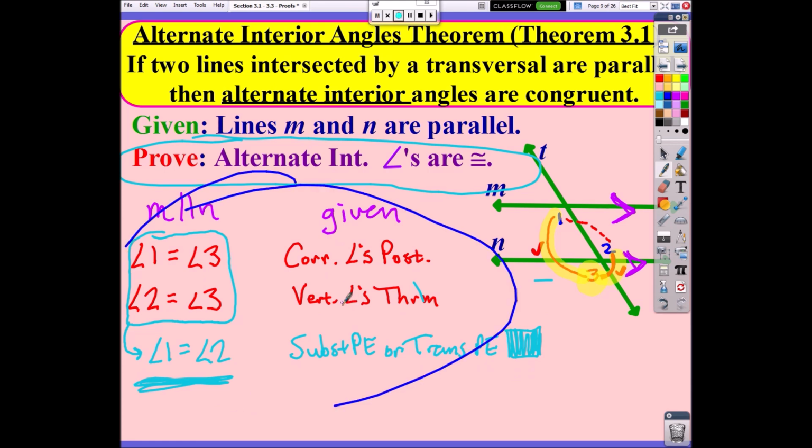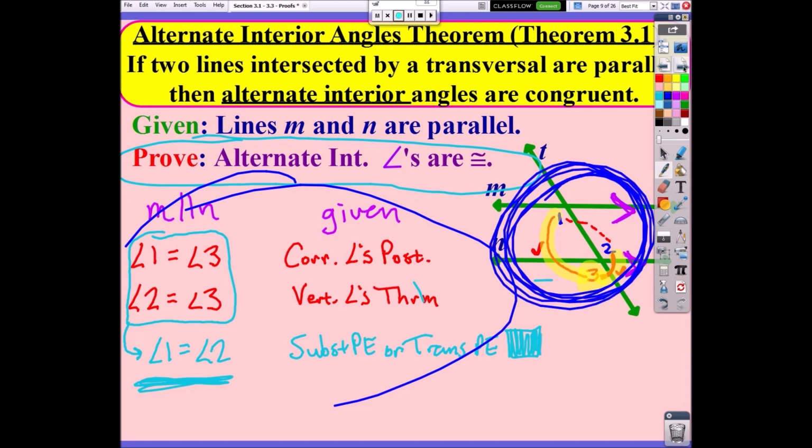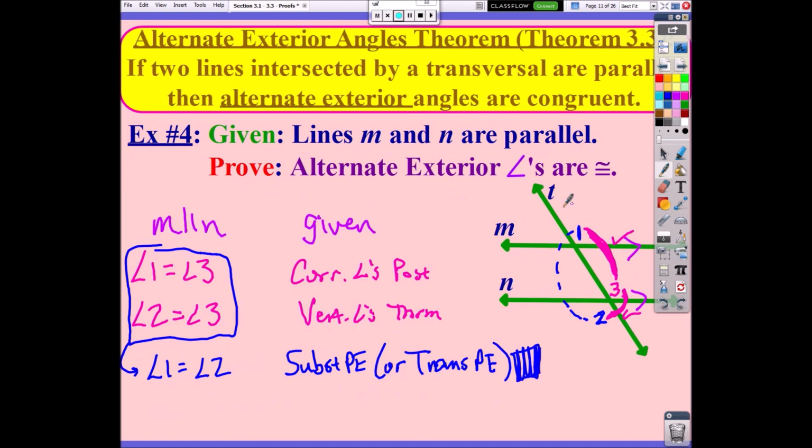Now, if you compare this proof to the alternate interior angles proof, this looks exactly the same. The only difference is the picture. In the picture of the alternate interior, we're mostly inside here, and in the alternate exterior angles proof, we're mostly on the exterior, on the outside. But the proof is exactly the same.